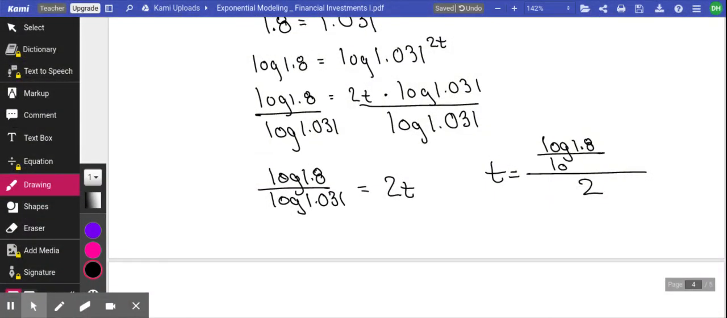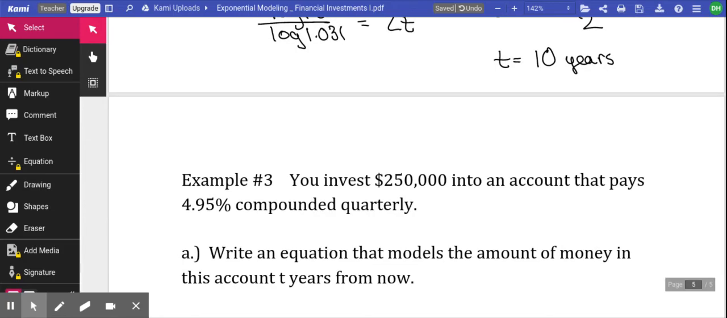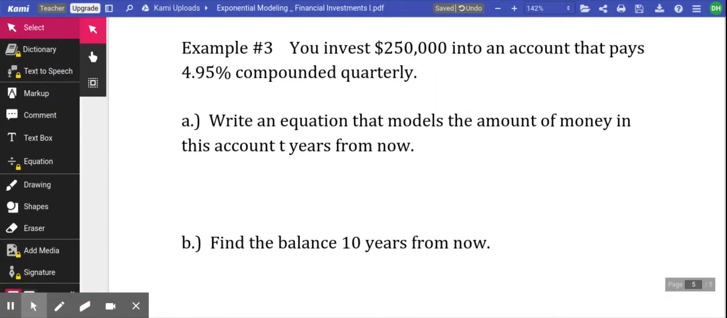And we'll just plug this into our calculator and we'll round it to the nearest year. So I got 9.6, so I'm going to round that to the nearest year. So it's going to take you approximately 10 years for your $1,000 investment to grow to $1,800. Not bad, not bad.